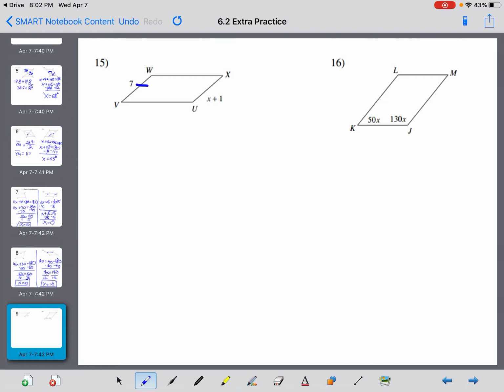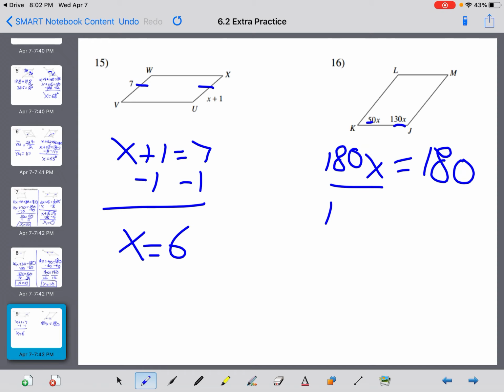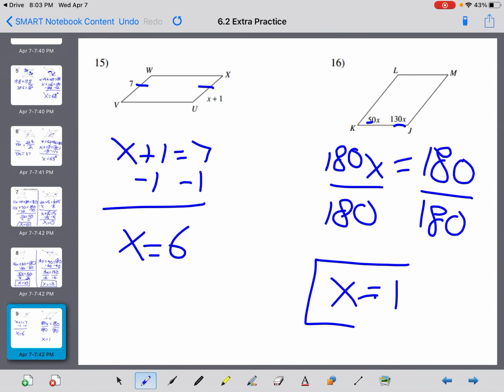The last two. We have opposite sides being congruent, set them equal to each other. X plus 1 equals 7. And on your right-hand side, we have consecutive angles. So 130 and 50 makes 180x. And since they're supplementary, they actually equal 180. These are both one-step problems. For number 15, subtract 1 on both sides, and x equals 6. For number 16, divide both sides by 180, and anything divided by itself is 1.